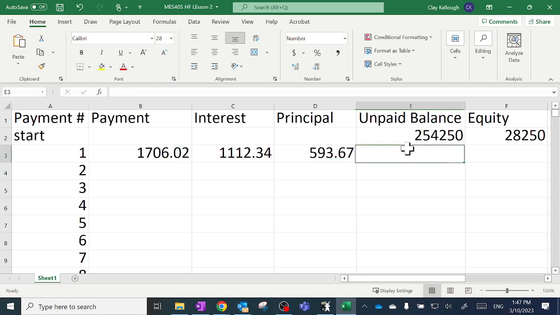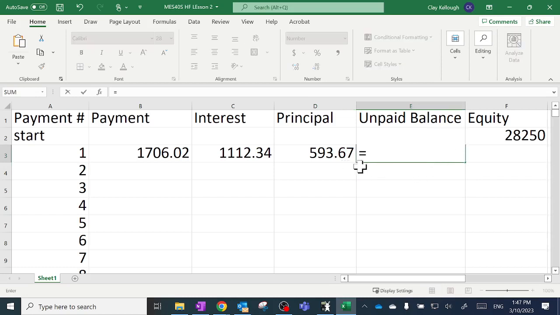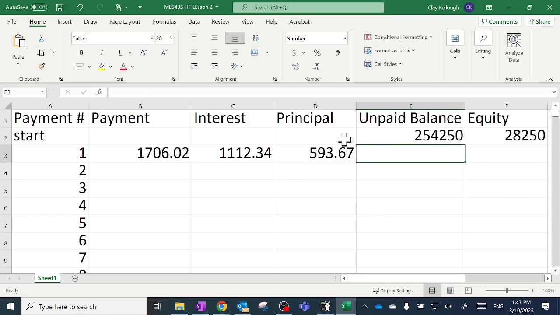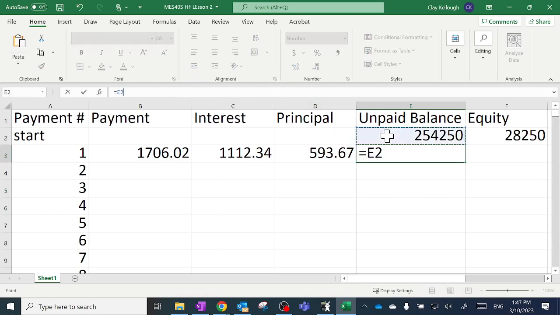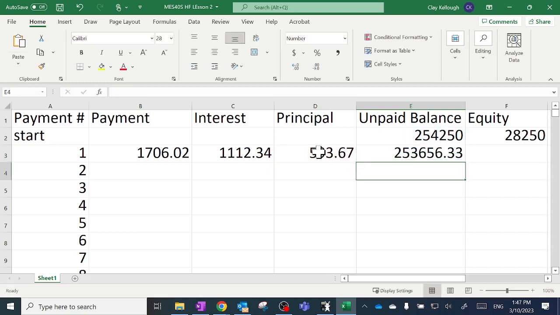And then how do I get the new unpaid balance? Actually, I'm going to type it up here so it doesn't cover what I'm doing. This number here minus that number. Okay, and again, that's going to be a little different than mine because I had this number wrong.